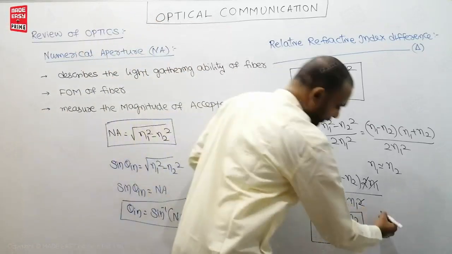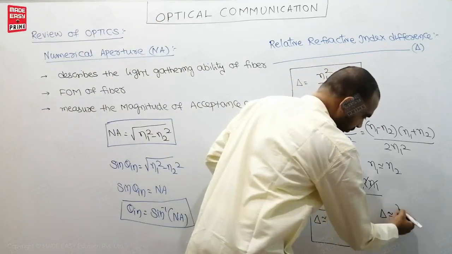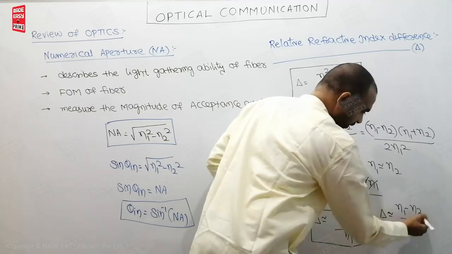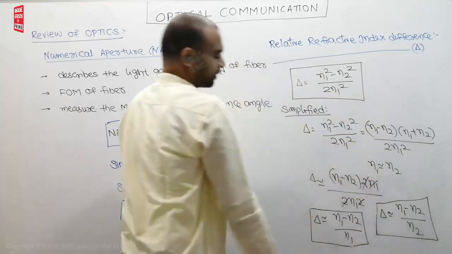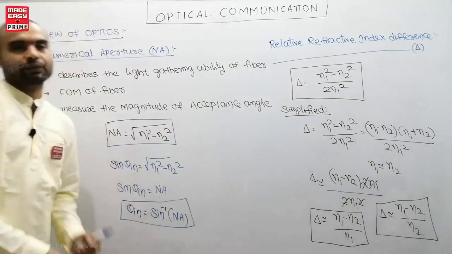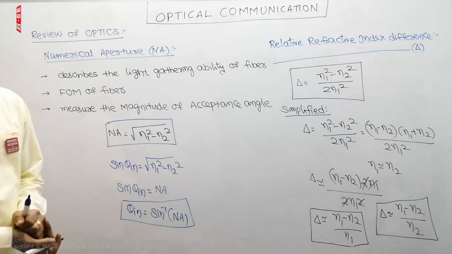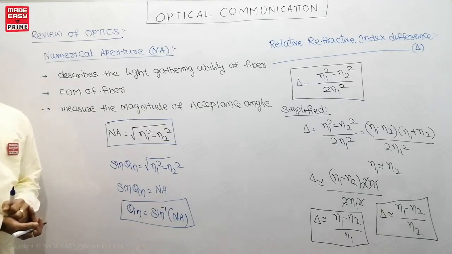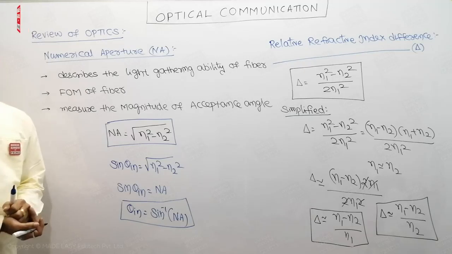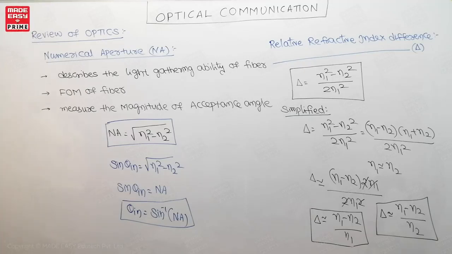And in simplified form, delta can also be given like this: n1 minus n2, the refractive index difference relative with respect to the core. This is called the simplified form we are having. These two parameters are also very important parameters that are considered when you talk about optical fiber cables. Okay, yes. Copy this part.